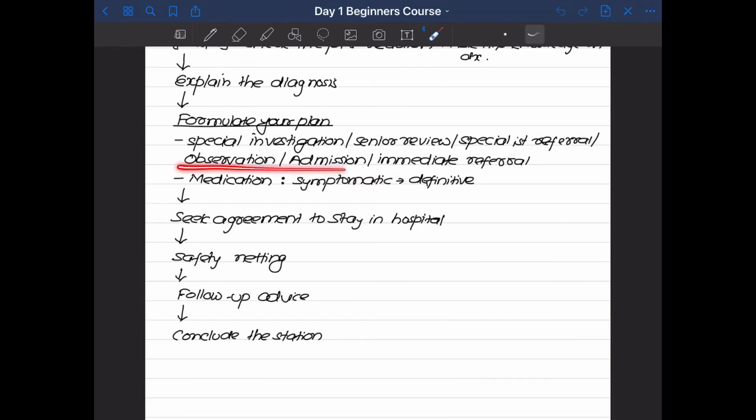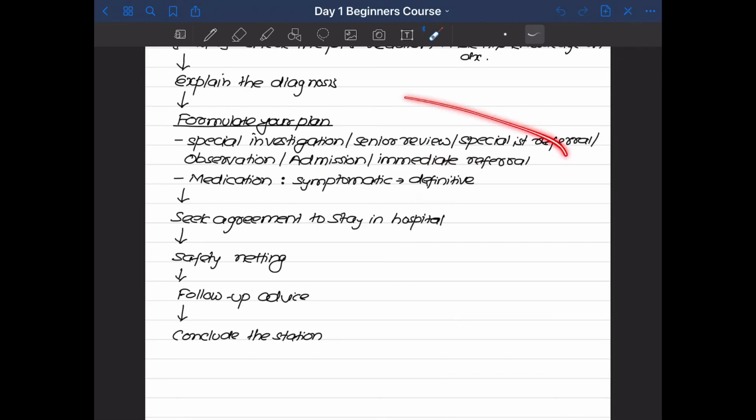Okay, so this is your plan. Also coming under your plan, after that you will say for the treatment, we'll give you the medication if that is relevant, and the treatment will always start with symptomatic relief. For example, if the patient is having pain, don't give the definitive management first, but first of all manage the pain symptomatically and then give the definitive management.